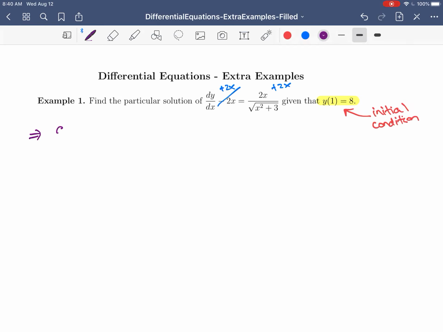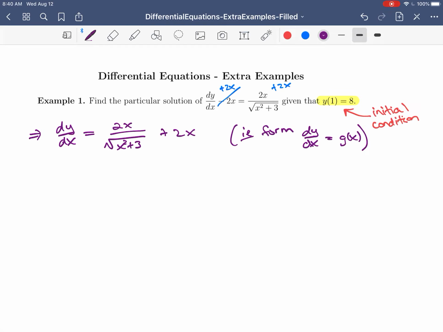And then we're going to have dy dx is equal to 2x over square root x squared plus 3 plus 2x. Okay, so this is the form dy dx, or y prime, is equal to some function of x. So all we need to do is take the antiderivative to find y. That means that y should be the antiderivative of this function, with respect to x.